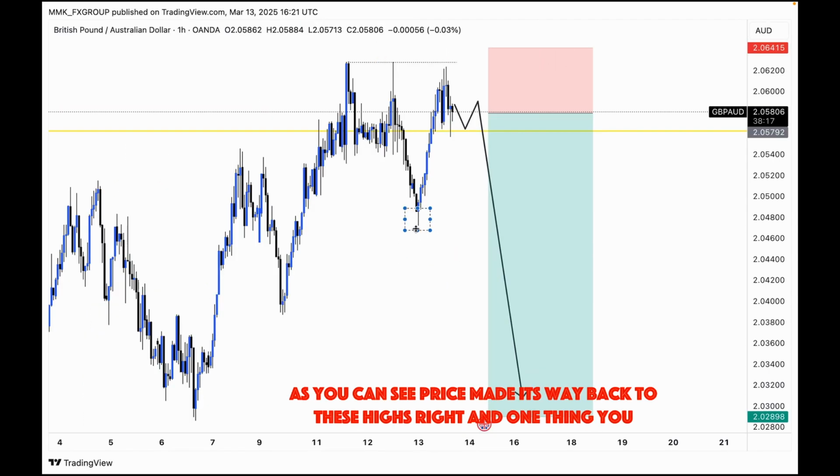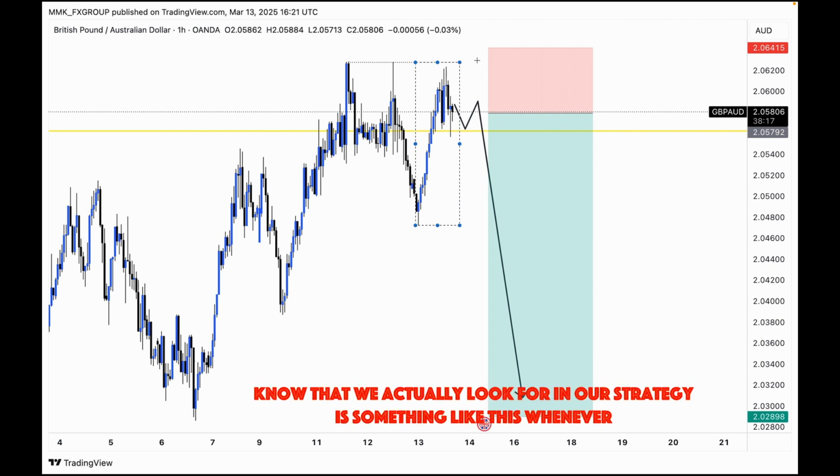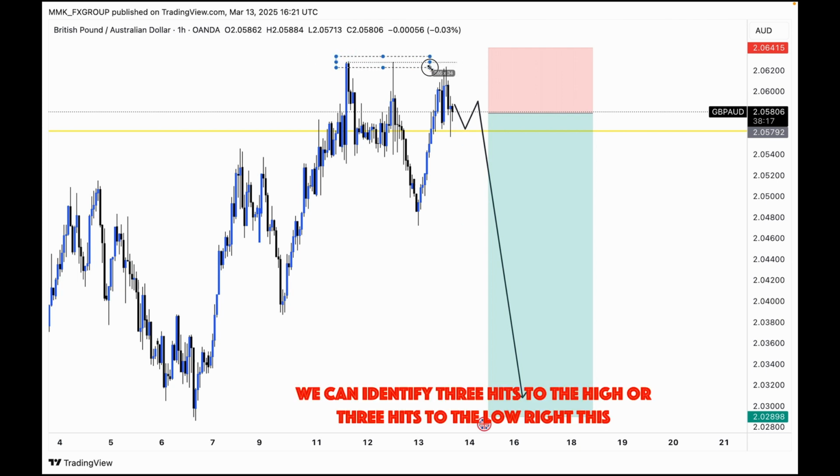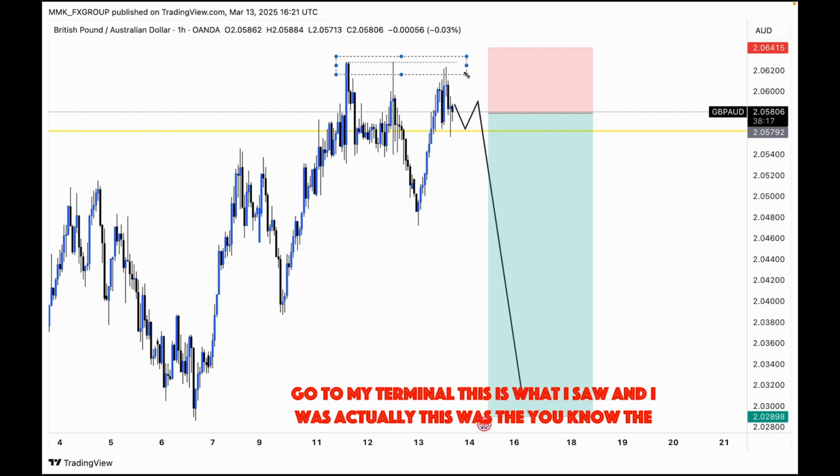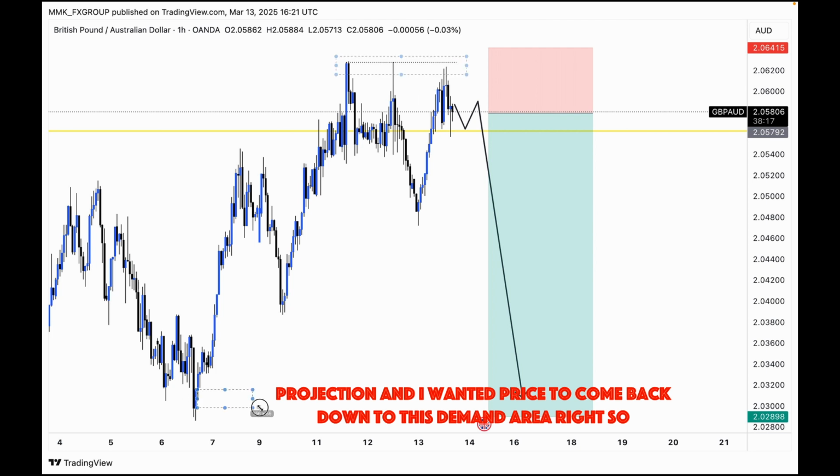Right, so from this area, as you can see, price made its way back to these highs. And one thing that we actually look for in our strategy is something like this. Whenever we can identify 3 hits to the high or 3 hits to the low, this basically tells us that a reversal is imminent. So when I got to my terminal, this is what I saw, this was the projection, and I wanted price to come back down to this demand area. As you can see from this area, this is where we actually executed this trade, and our stop loss was just above these highs, right here.